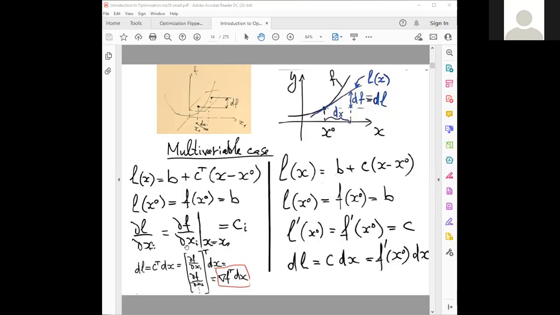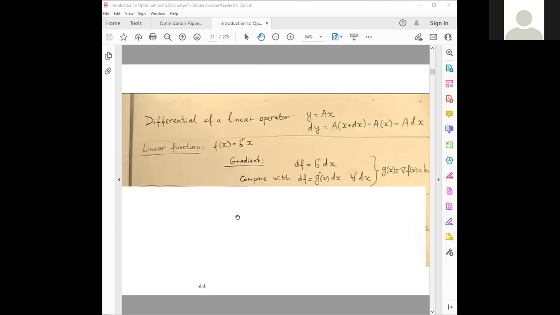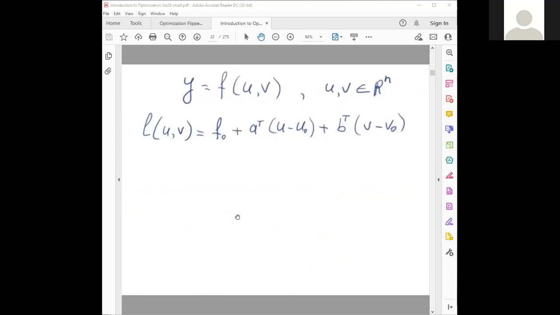So the formula becomes very natural. The question about full differential and so on, we don't need to derive it, it comes automatically. And also we had another situation, which is also very important for us.